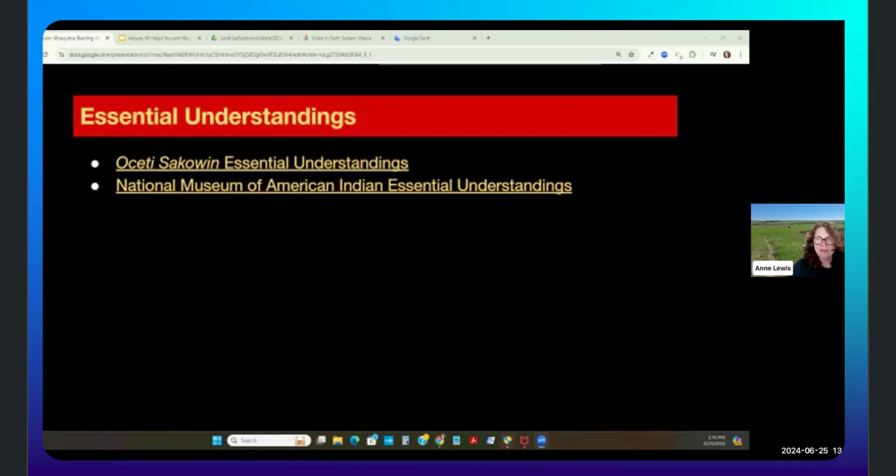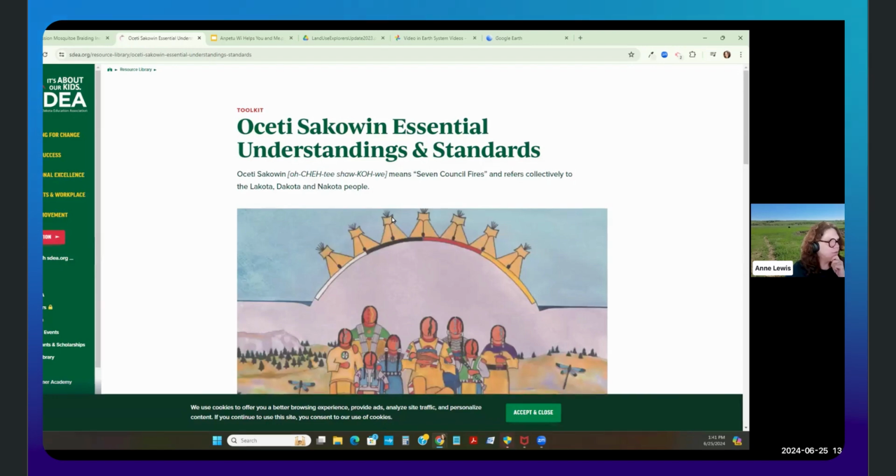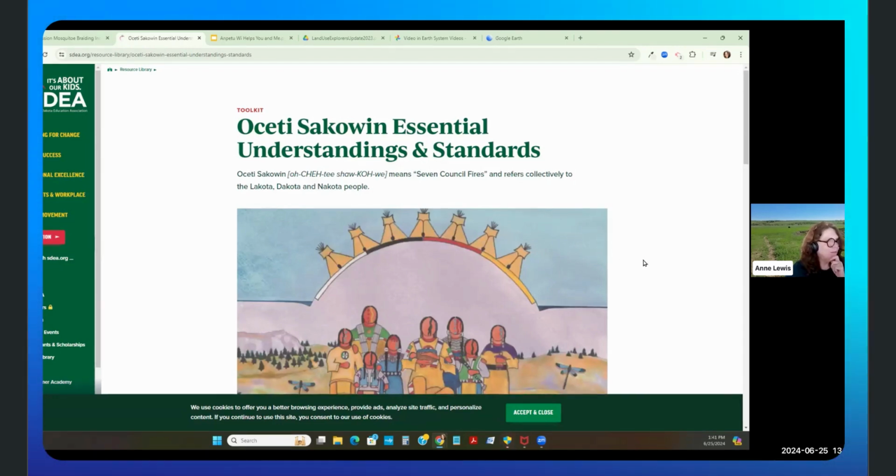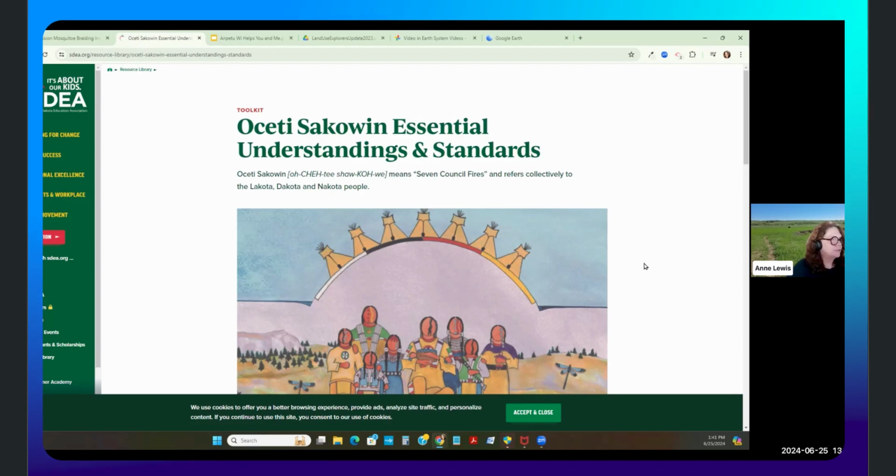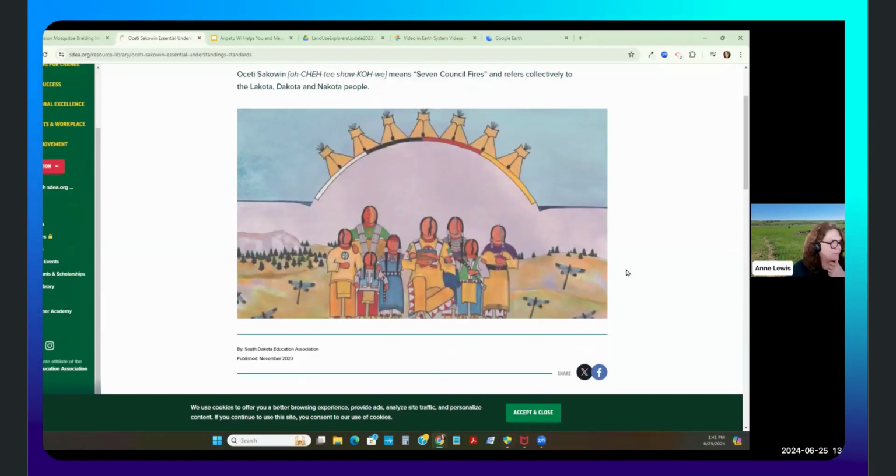I will go back to sharing my screen. The essential understandings, I keep talking about those, so I thought we would open this up so you can see what we mean by these. As I said at the beginning, the essential understandings were developed originally by a work group around the South Dakota Education Association. The State Department of Education has since taken them on. In South Dakota, to be a certified teacher, you have to take a semester of Native American Studies where you look at the OSCUs.